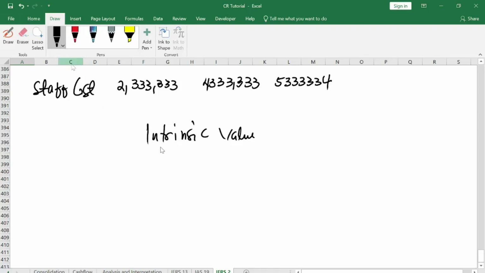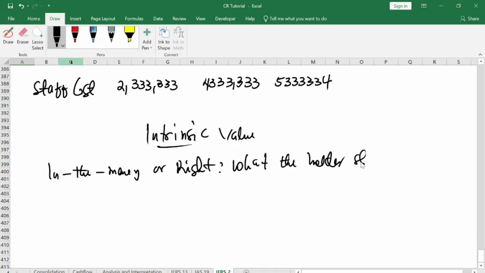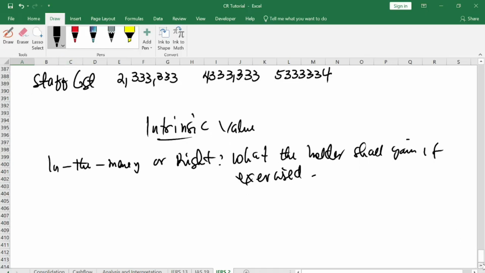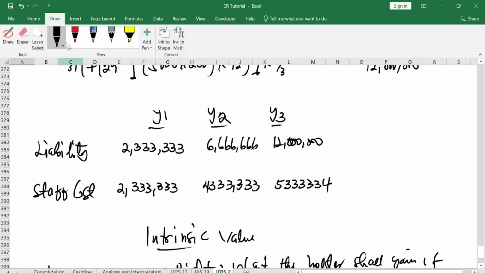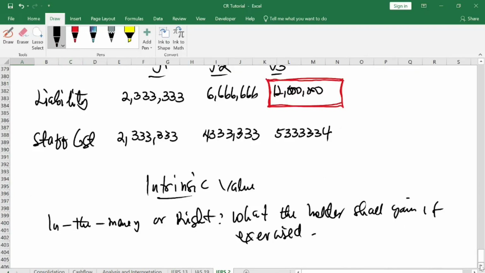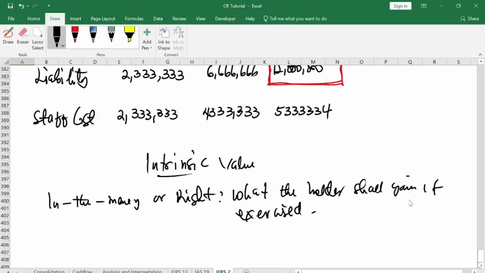Now, when we say intrinsic value, in general, what do we mean by intrinsic value? Under IFRS, we have something that we call in the money, or the rights. It is what the holder shall gain if the person exercises. Have you seen that I spoke about the liability here? When it vests, the people who qualify will receive this money, because it is a liability for the company to pay the people who qualify at the end of the vesting year. So the company will pay 12 million to these people.